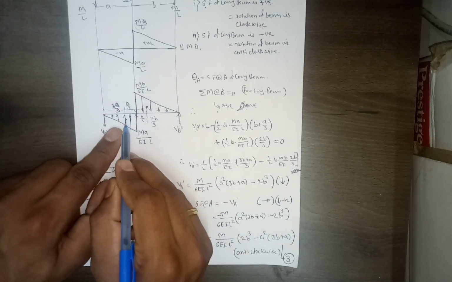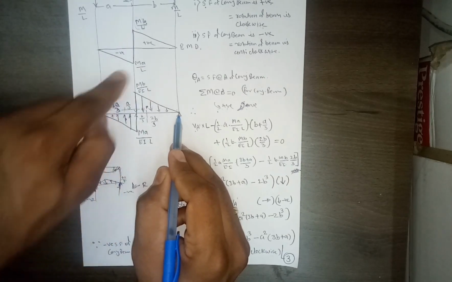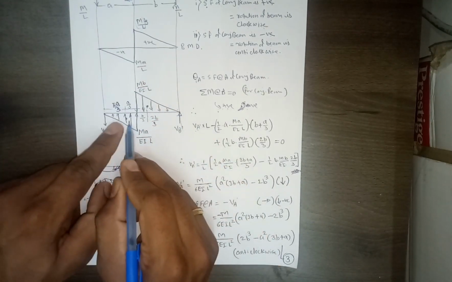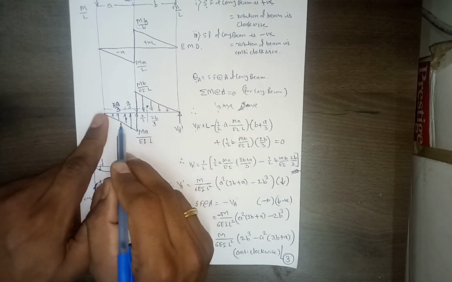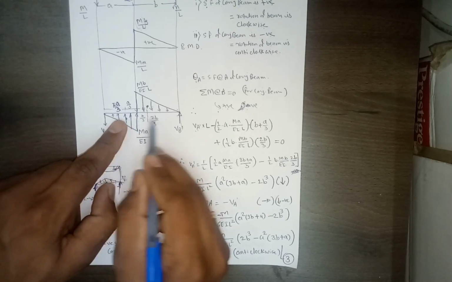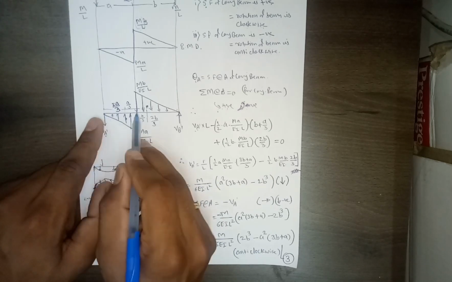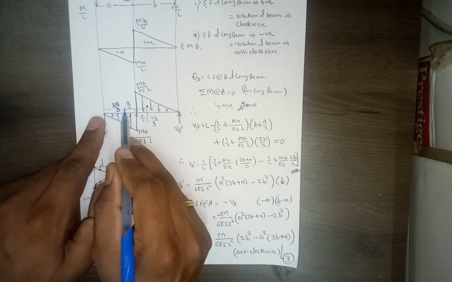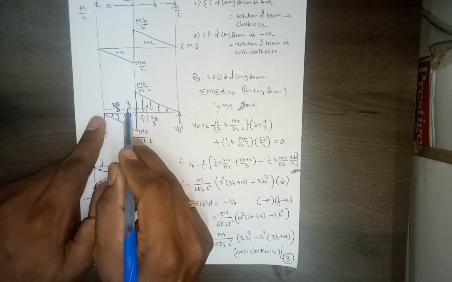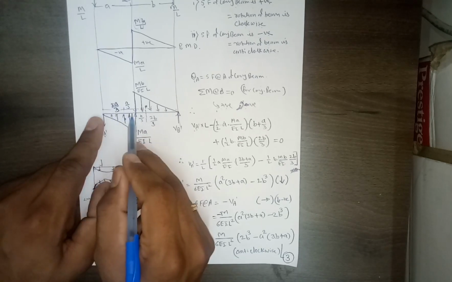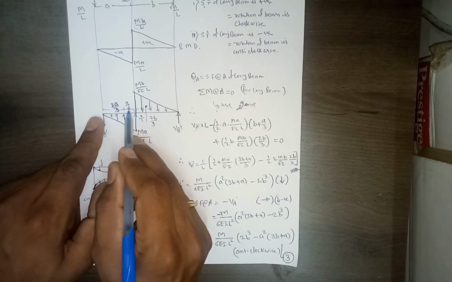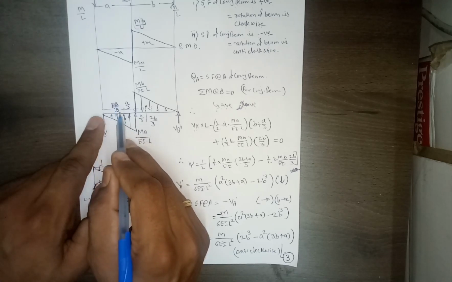Now again due to this one, this is opposite in direction, right? So it should be minus. So what will be the moment due to this triangle load? Area of this triangle load multiplied by centroidal distance. So this distance is A. The CG of this portion will lie A by 3 from this end, and from the other end it will be 2A by 3.